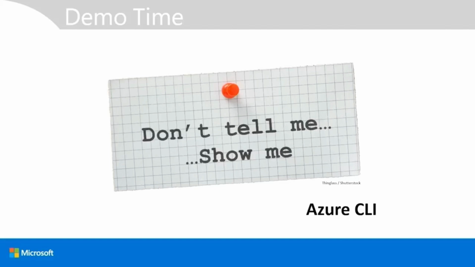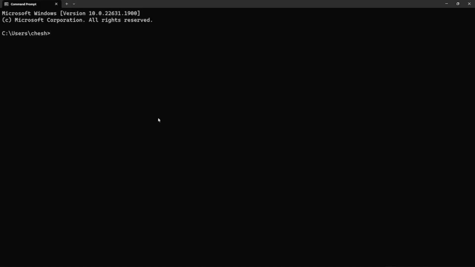Alright, so enough talk about all that. Let's go have a look and see how the CLI works. So this is a command prompt running in Windows. This is not PowerShell, it's just a basic command prompt. All of the different operating systems I mentioned earlier, Windows, Linux, macOS, they all have the ability to open a basic command prompt, and from here you can interact with the CLI assuming you've installed it.